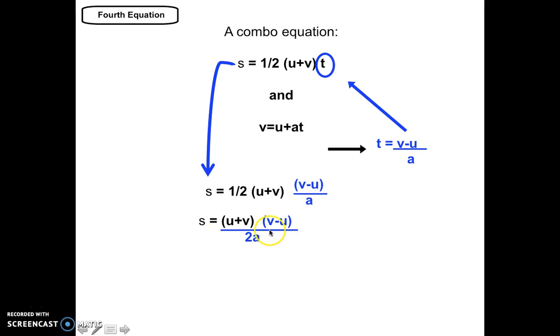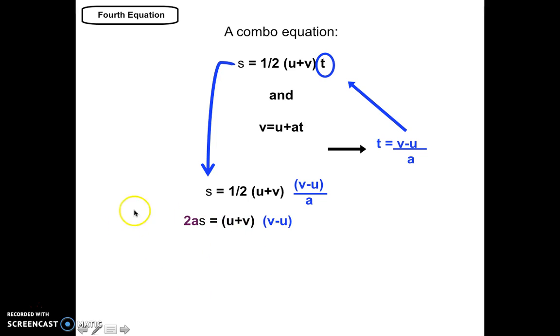And again, I'm just rewriting it. Same thing. The 1/2 is just going in the denominator as a 2. And I'm going to simplify this. And so you might think it would be helpful to get rid of the fractioniness. So we're going to multiply both sides by 2a. And we get our new equation, 2s equals two things multiplied together.